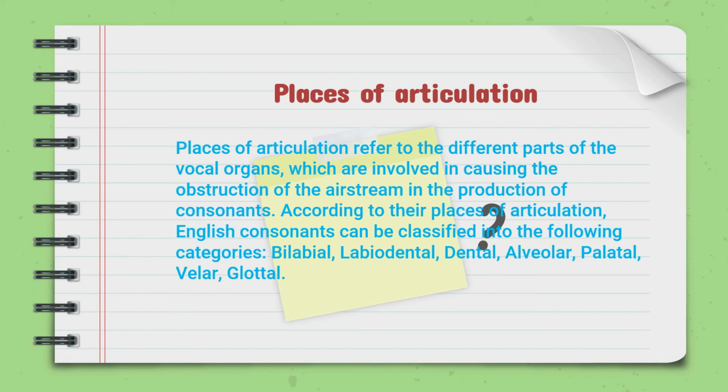Place of articulation. Places of articulation refer to different parts of the vocal organs which are involved in causing the obstruction of the airstream in the production of consonants. According to their places of articulation, English consonants can be classified into the following categories: bilabial, labiodental, dental, alveolar, palatal, velar, and glottal.